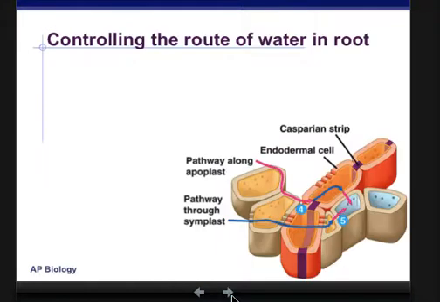All right, controlling the route of water in root. Isn't that fun to say root in two different ways in one sentence? Haven't you just been living for that moment?